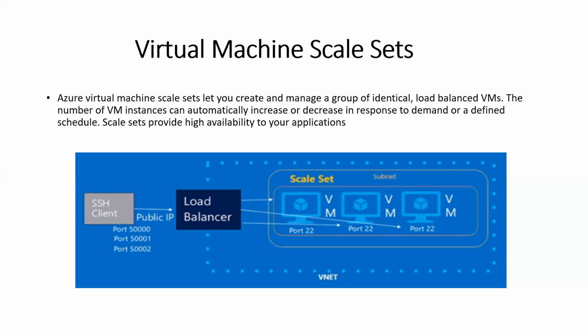So in this diagram, we can see that we have 3 VMs in a scale set, and we have a load balancer, and we are using a public IP with the load balancer. So when this load balancer gets a request from outside to access the application or the VMs, it sends the request to each and every VM based on round robin.